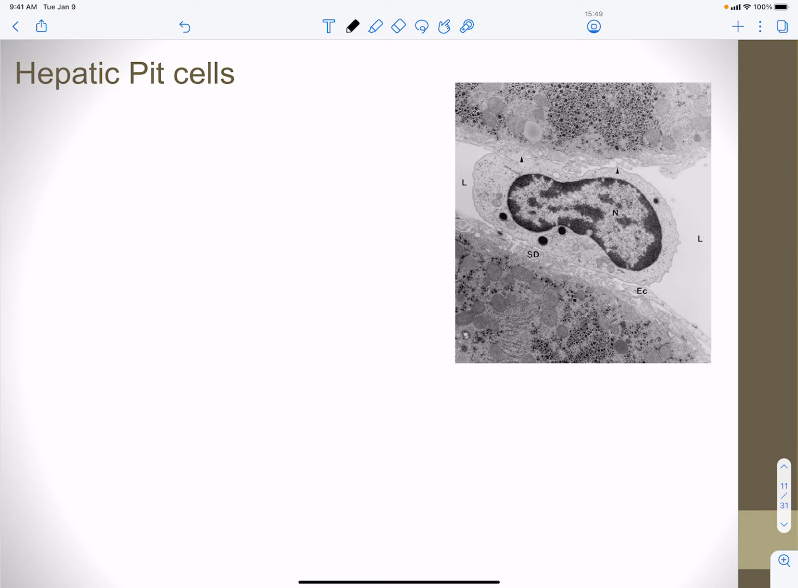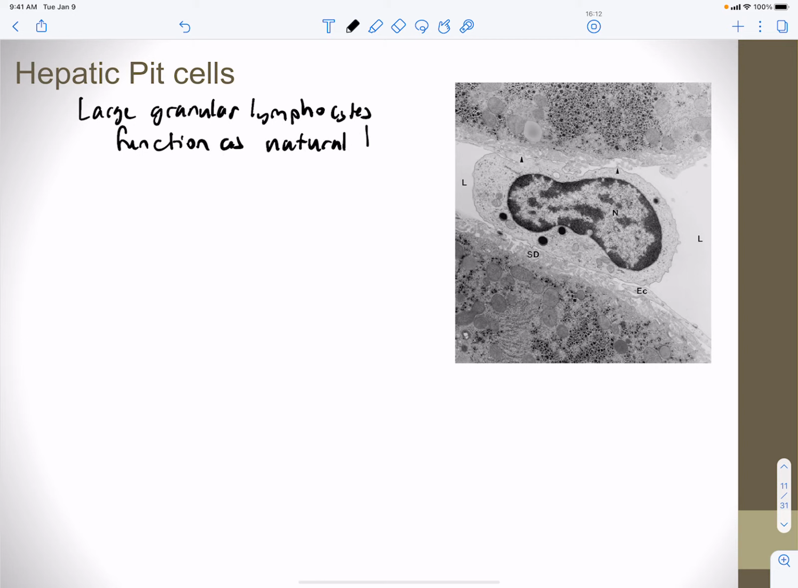Next up are our pit cells. These are referred to as large granular lymphocytes. And they function as natural killer cells. And as their name predicts, they do kill cells. So they're going to be found inside the sinusoidal lumen. This is an electron micrograph of these. And they're going to adhere to endothelial cells as well as interact with Kupffer cells.